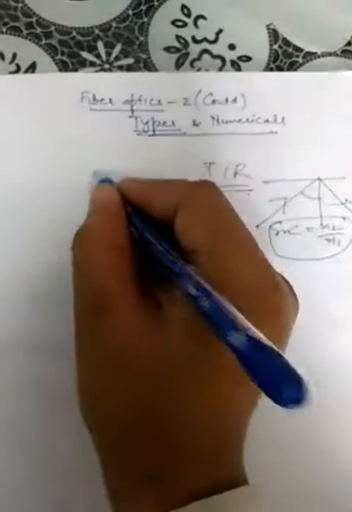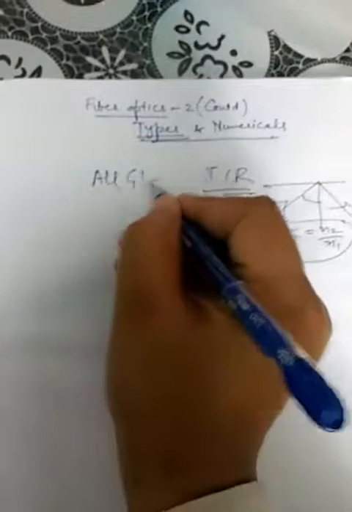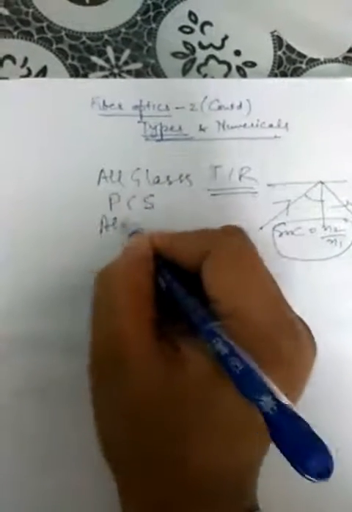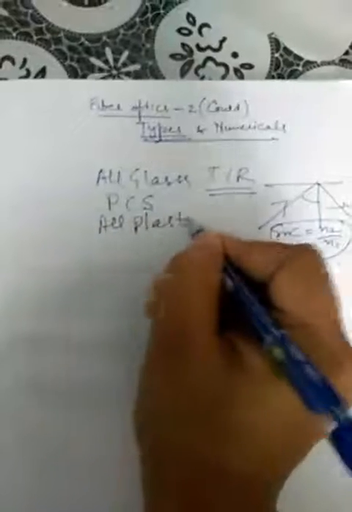We have seen there were three kinds of fibers: all glass, then plastic coated silicates, and then all plastics. And their configuration was discussed. What are the materials it is made up of, and all these things were discussed.